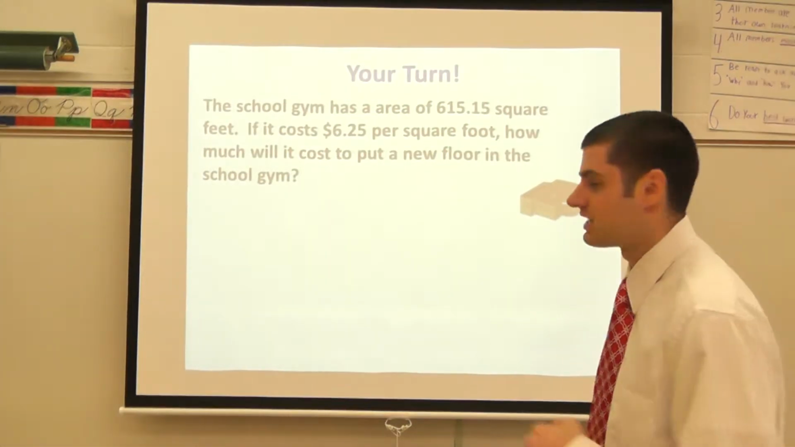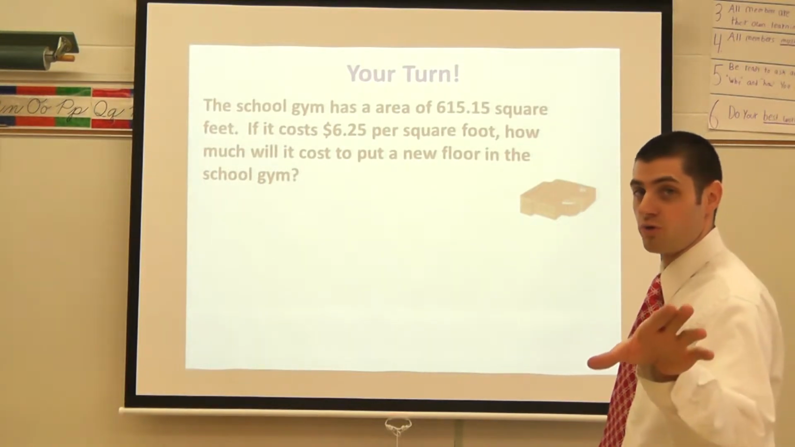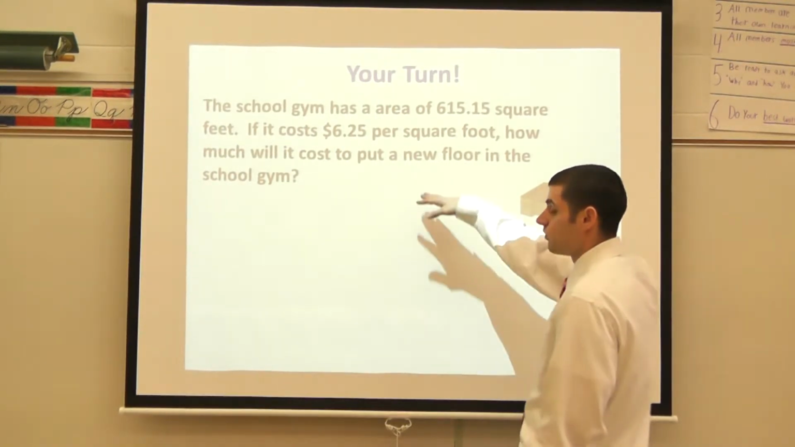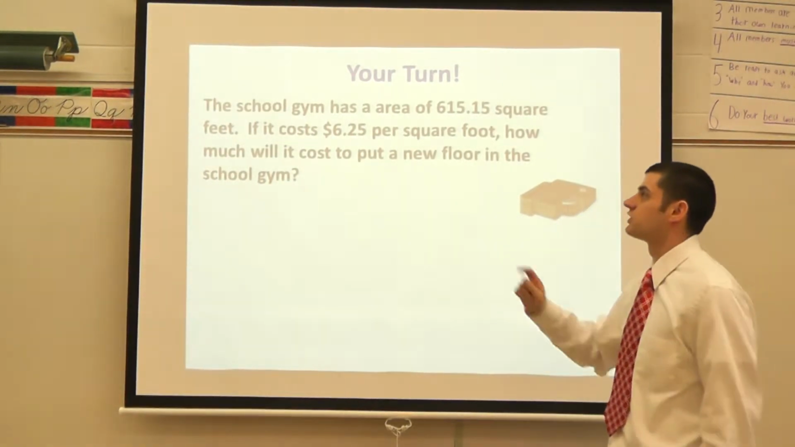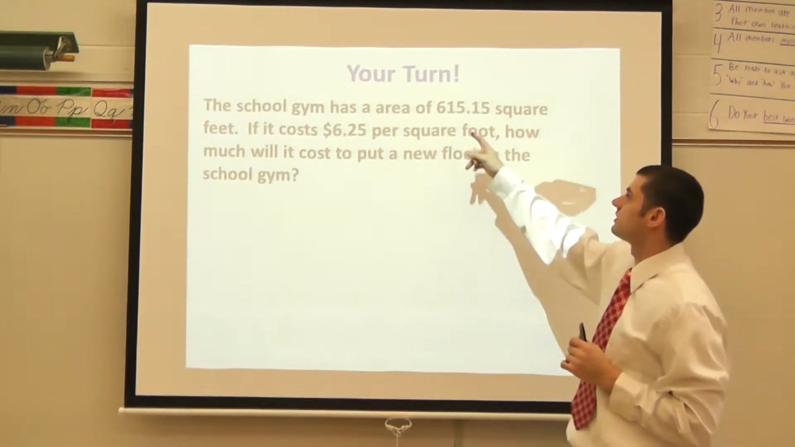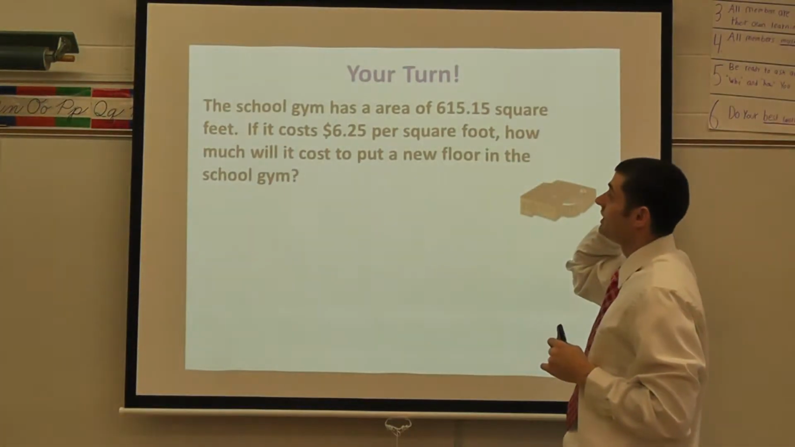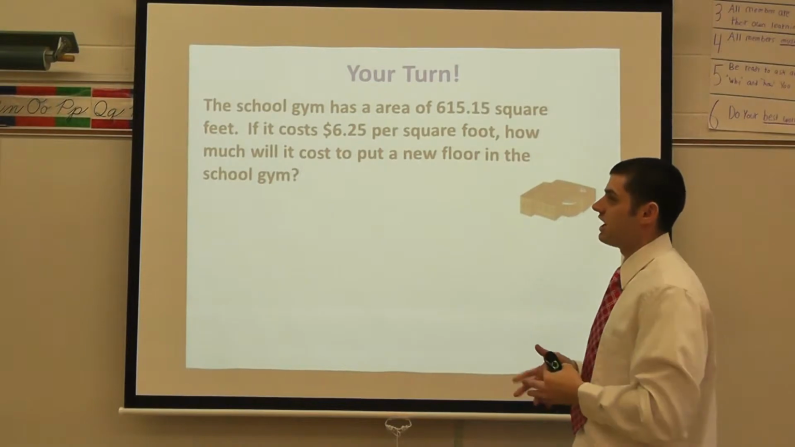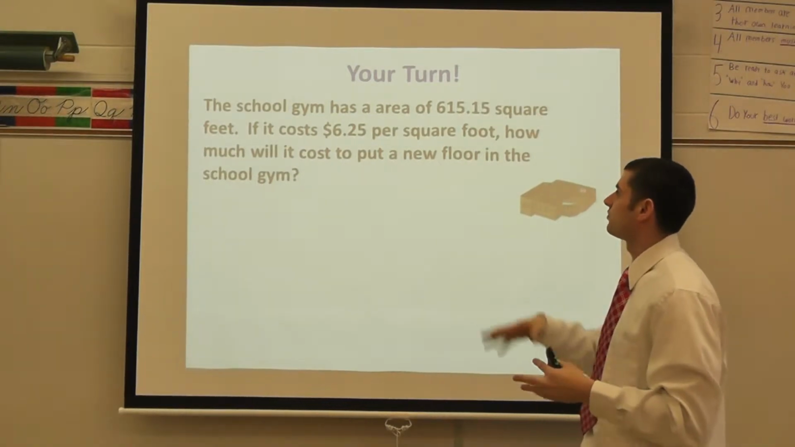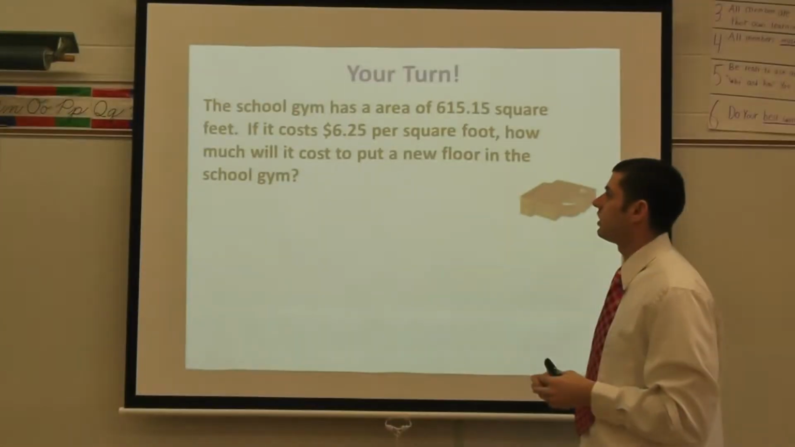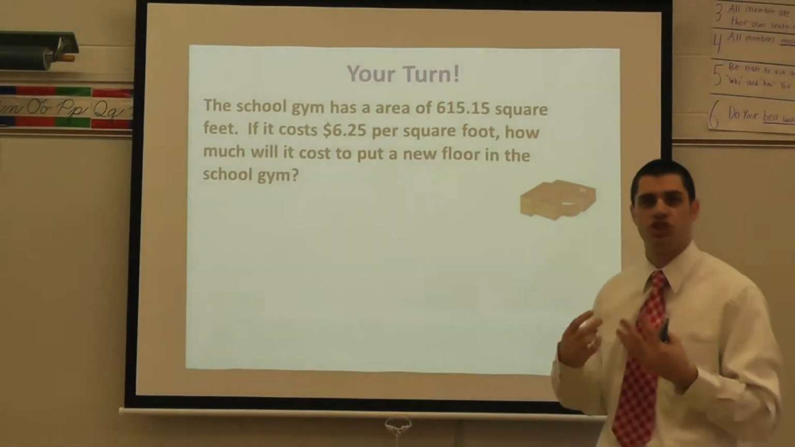All right, here comes another example for you. This time, don't worry, no more food, not going to make you hungry. We're going to go back to our school gym though. The school gym has an area of 615.15 square feet. It costs $6.25 per square foot. How much will it cost to put a new floor in the school gym?